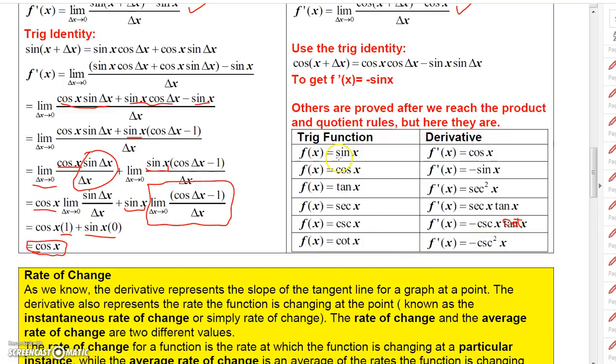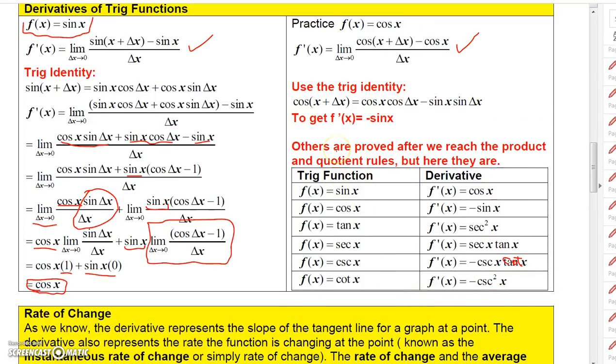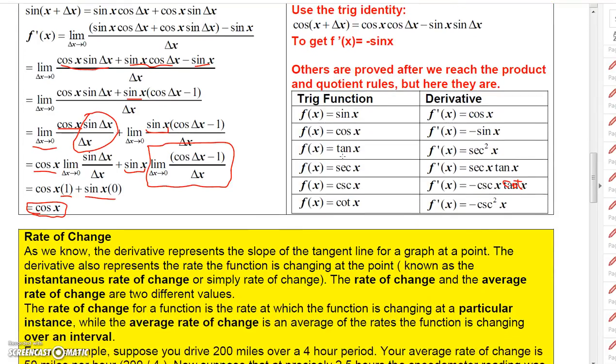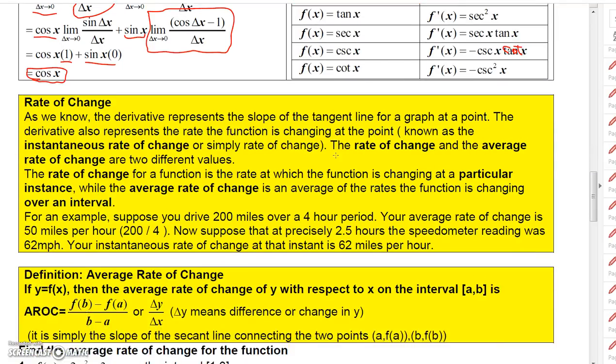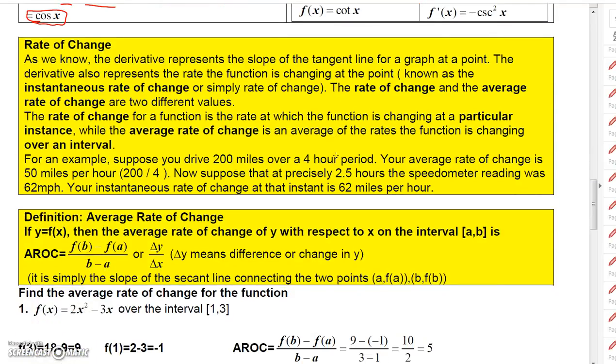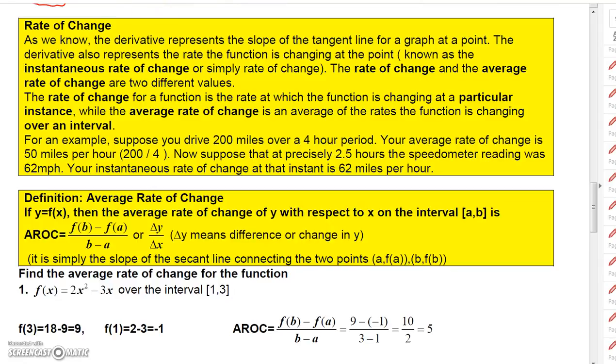All of these can be proved either using the definition of the derivative or applying some rules that we'll get to later. In the next video, I'll talk a little bit about rate of change, and then we'll be finished with this section.